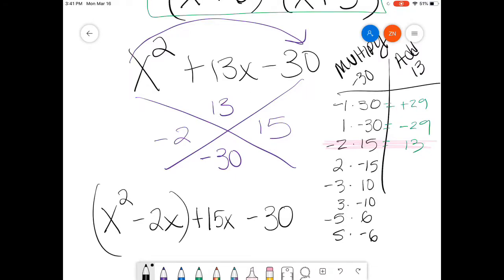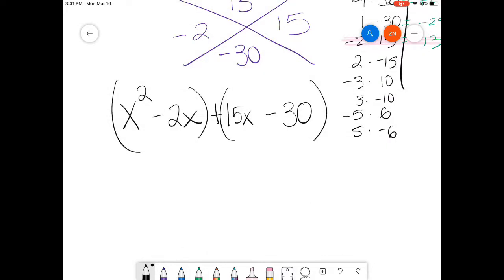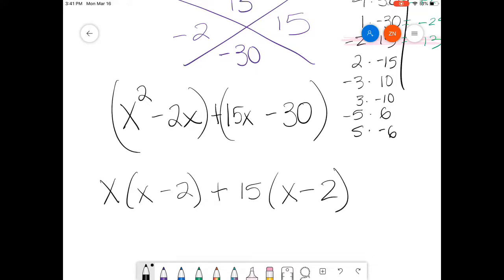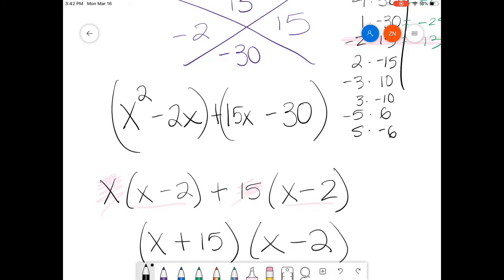Go ahead and group, and find the greatest common factor. What can I take out of x squared and x? I can take an x out. What do I get in the middle? x minus 2. What can I take out of 15 and 30? How about 15? Plus 15, that would be x minus 2. Okay, so I'm going to take the first terms, x plus 15, and the second, inside parentheses, I only need one of them, x minus 2, and that is my factoring of my trinomial.